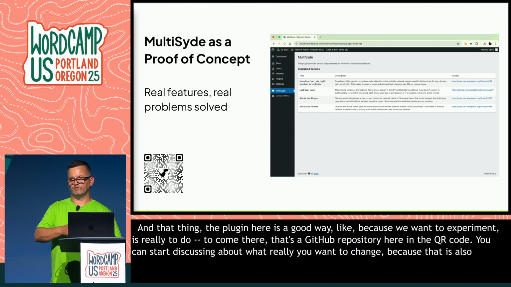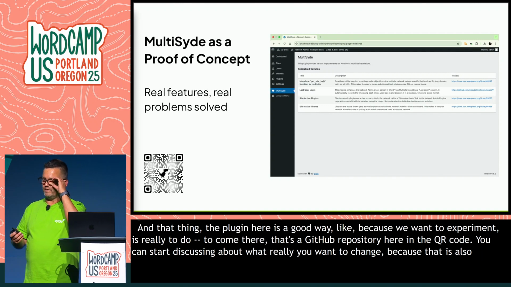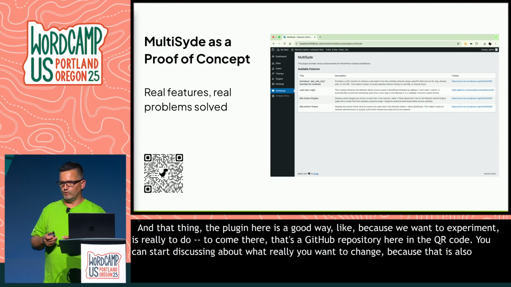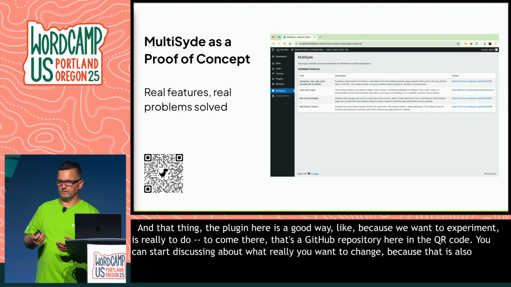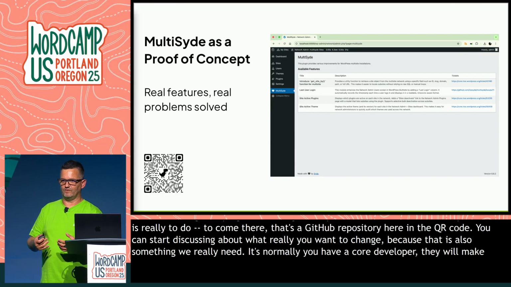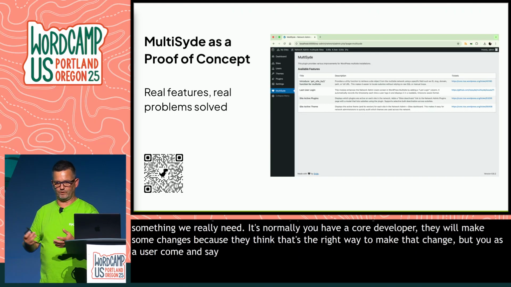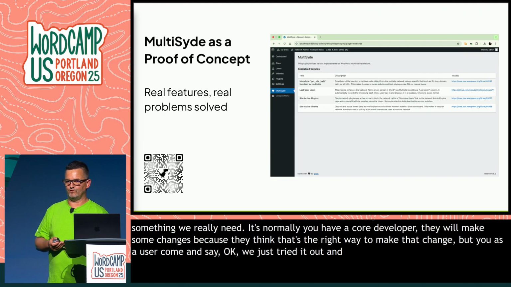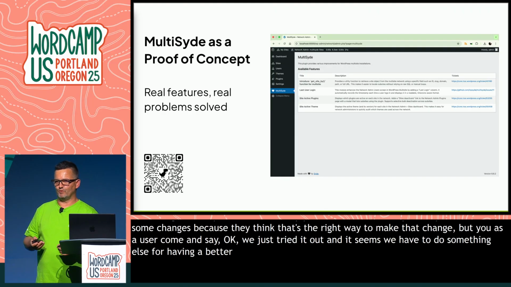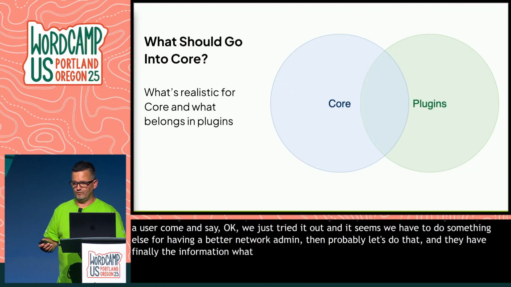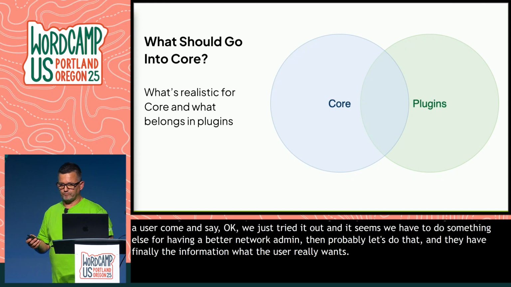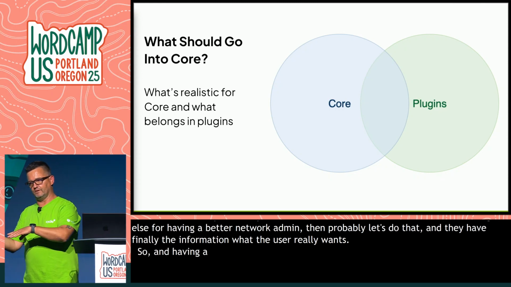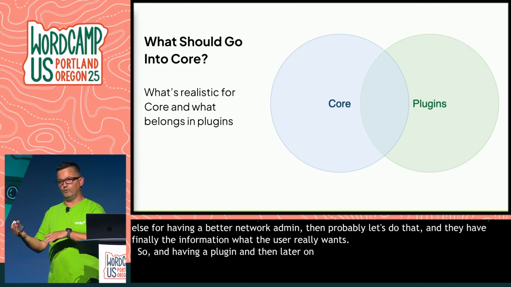Normally you have a core developer, they will probably make some changes to WordPress because they think that's the right way to make that change. But if you as a user come and say, okay, we just tried it out, and it seems we have to do something else for having a better network admin, then probably let's do that. And they finally have the information what the user really wants. So having a plugin and then later on bringing something into core, there are different things.